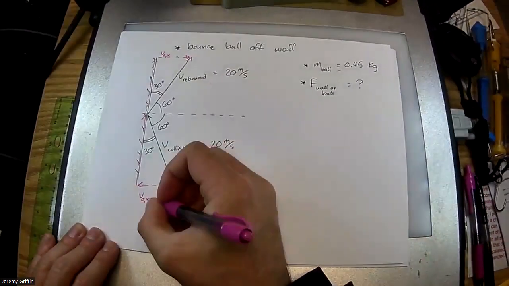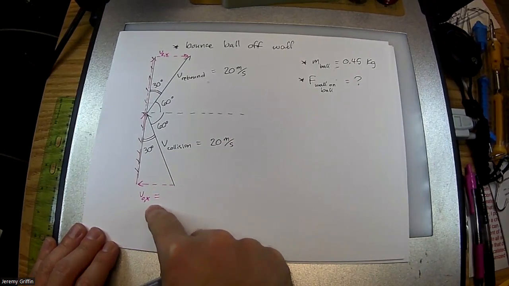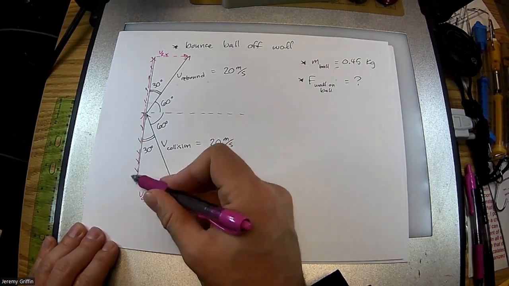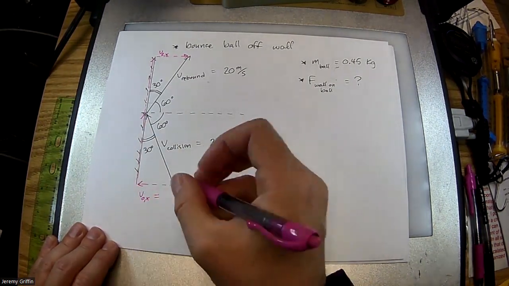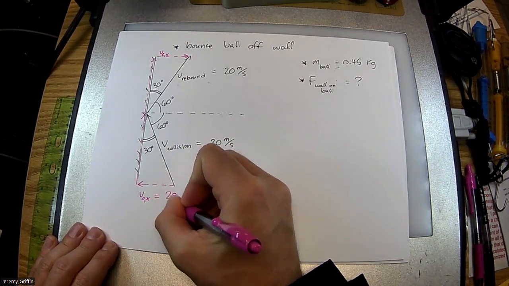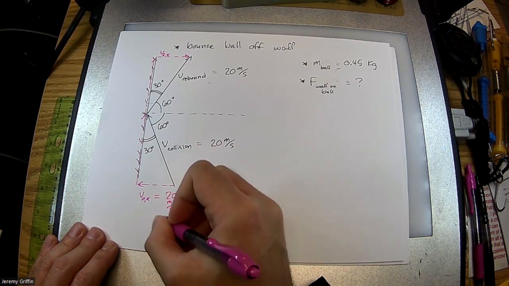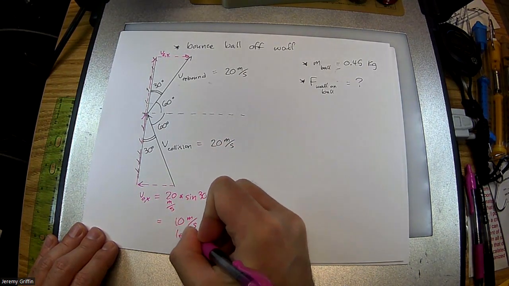Who can tell me what this right here is equal to? 10 meters per second. How'd you know 10? Yeah, sine of 30 is 1/2, and this right here is a sine relationship. So this is 20 meters per second times sine of 30 degrees, and sine of 30 degrees is 1/2. So that's 10 meters per second to the left.